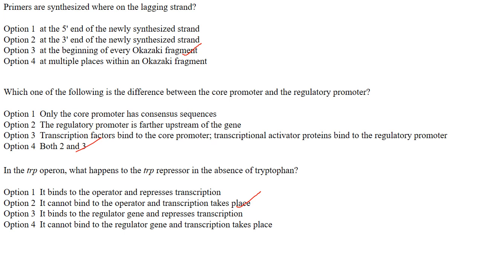Answer is option 3. Which one of the following is the difference between the core promoter and the regulatory promoter? So only the core promoter has consensus sequence. The regulatory promoter is further upstream of the gene. Transcription factors bind to the core promoter. Transcriptional activator proteins bind to the regulatory promoter. So both 2 and 3 are correct.